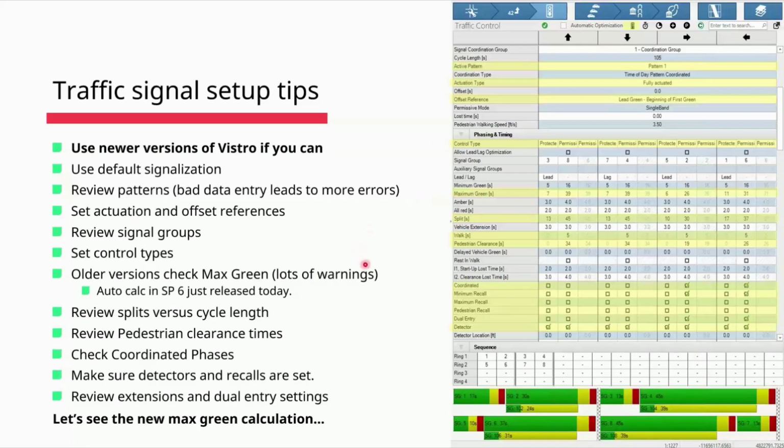Max green is another thing here. This is older versions. Max green can give a lot of warnings, especially if you've neglected this. In older versions of Vistro, it defaulted to 30 seconds, but in newer versions of Vistro, and Service Pack 6 was just released today with the max green feature in it. I'll show that in 1 second.